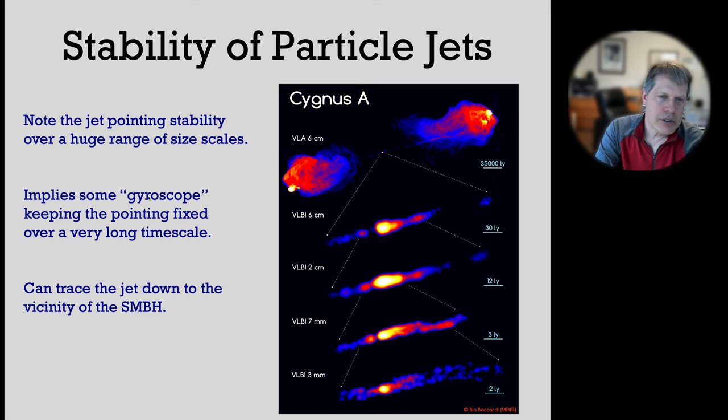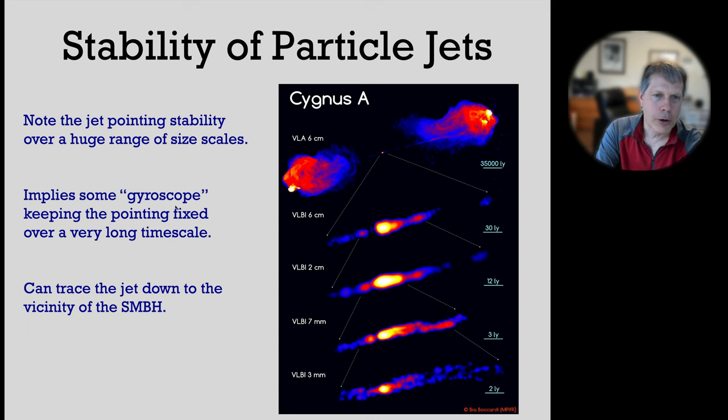That implies there is some kind of a gyroscope keeping the pointing fixed in the same direction over an enormously large time scale. And that all manages to occur from a source originating down in the center of a galaxy, which we know from the previous lectures I've presented is an enormously chaotic and complicated and crowded place. Nevertheless, something down there is remarkably stable and says, I want that jet to go in that direction and only that direction for tens of millions of years.